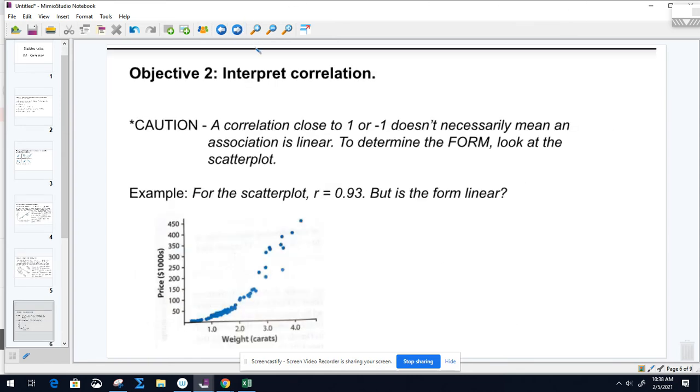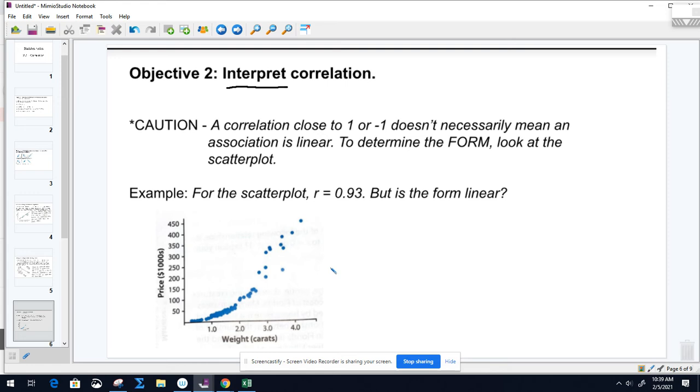I think this one should be pretty simple, but we've got to make sure we're not ignoring this word right here, interpret the correlation. We've got to make sure that we use the word. A correlation close to 1 or -1 doesn't necessarily mean an association is linear. To determine the form, we look at the scatter plot. For this example right here, r equals 0.93, but is the form linear?